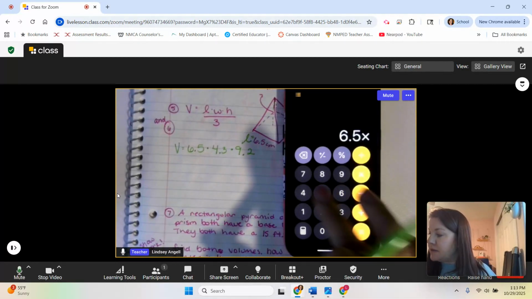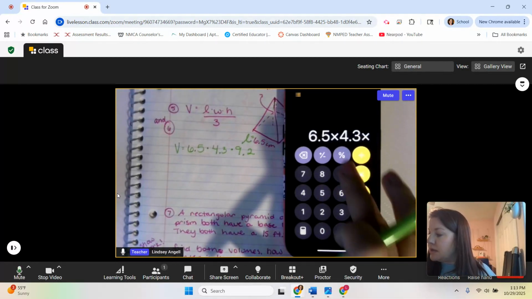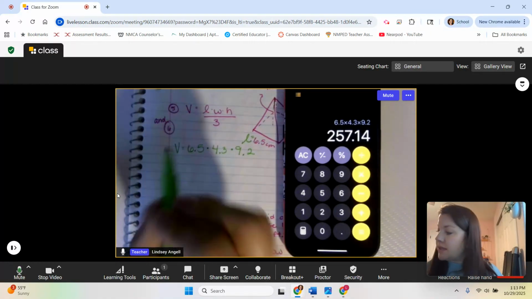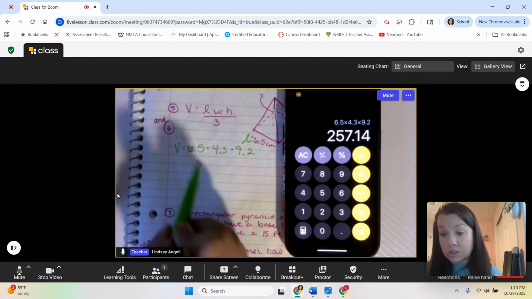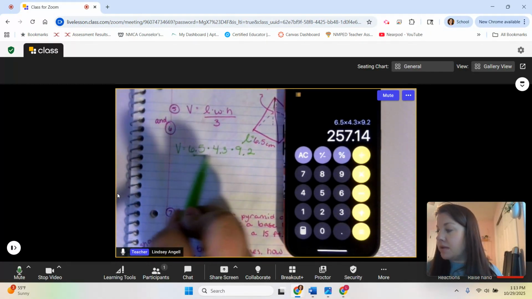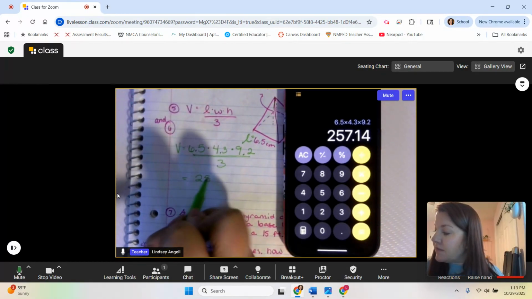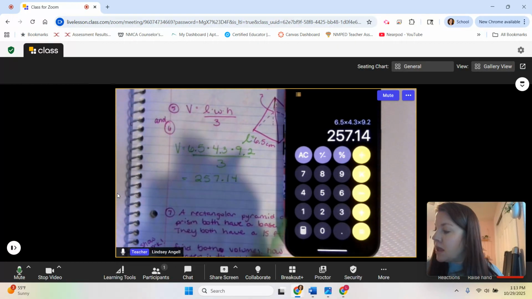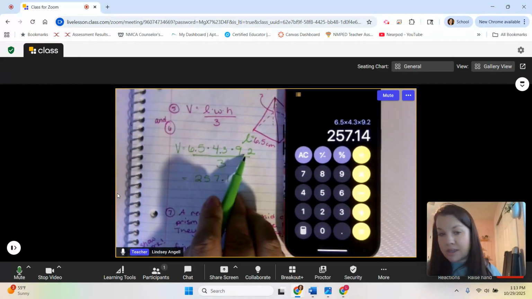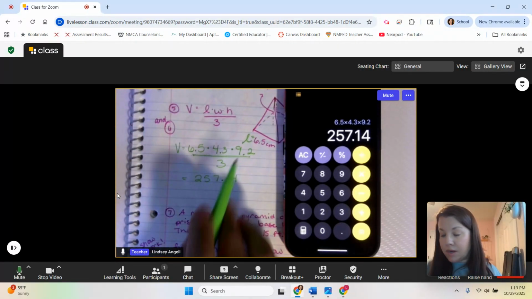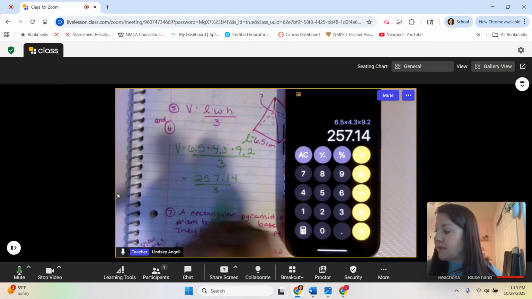I've got 6.5 times 4.3 times 9.2. That gives me, oops, did you notice I forgot to divide by 3? Or I forgot to write it down anyway. So let's see, we have 257.14. I got that by multiplying everything together on the top, in the numerator. But now I need to divide that by 3.